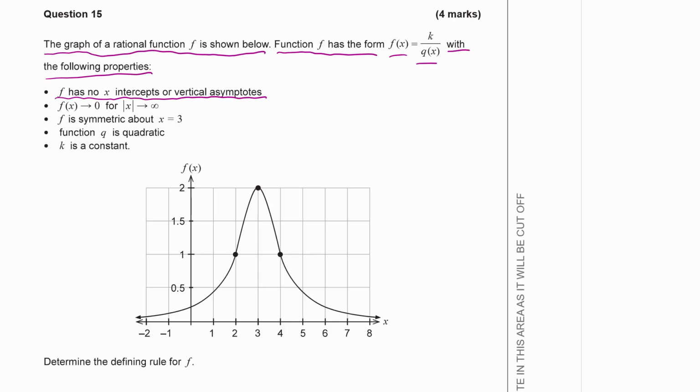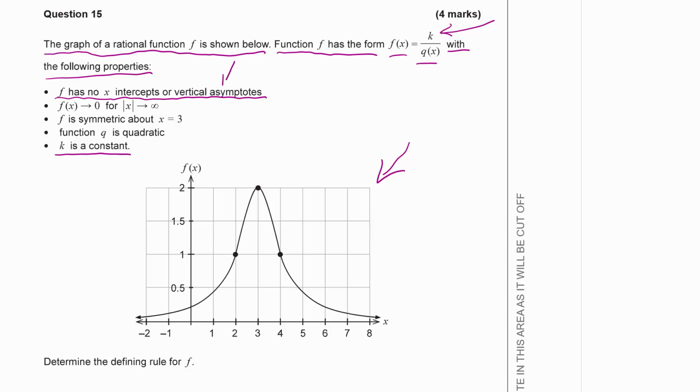Now, the no x-intercepts is confirmed at the top here by k being a constant. If k is a non-zero constant, otherwise this would be just f of x equals 0, and it wouldn't look anything like this, then the top cannot be 0, and therefore it won't have any zeros.